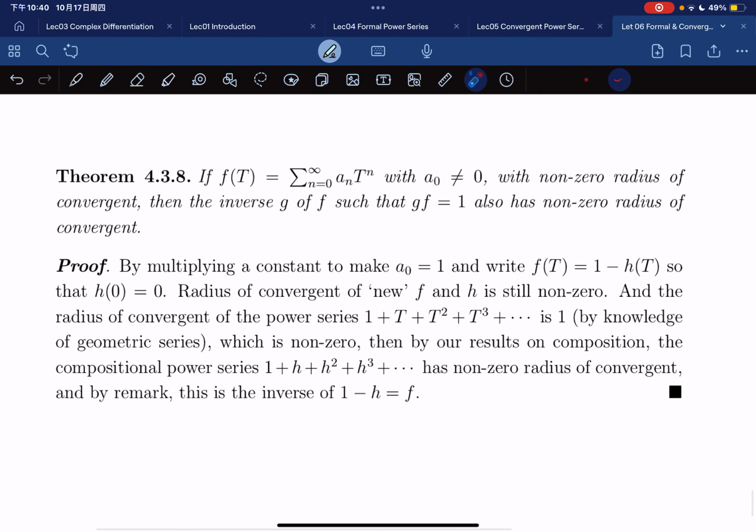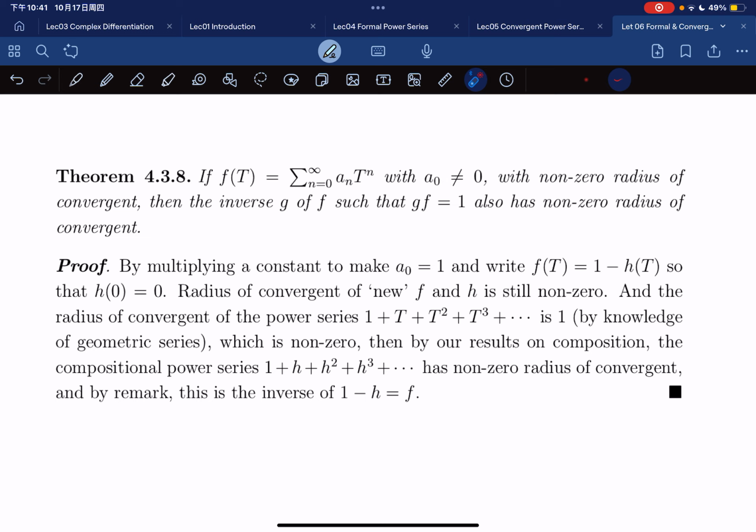Thus, we have this final theorem. It says that if f with non-zero constant term has non-zero radius of convergence, then the inverse g such that gf is equal to 1 also has non-zero radius of convergence. So if you have an inverse, then the inverse also has a non-zero radius of convergence, provided that f has non-zero radius of convergence. So by multiplying a constant to make a not equal to 1, we can write f of t as equal to 1 minus h of t, with h of 0 is 0. So 0 constant term, right? The radius of convergence is mu f, and h itself is still non-zero, right?